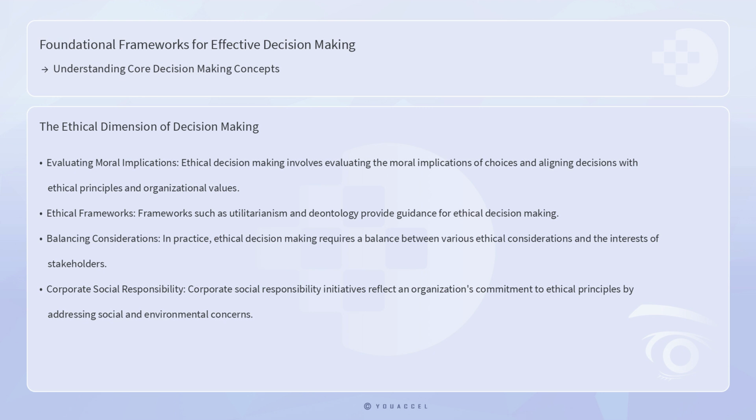In practice, ethical decision-making requires a balance between various ethical considerations and the interests of stakeholders. For instance, corporate social responsibility initiatives reflect an organization's commitment to ethical principles by addressing social and environmental concerns. By integrating ethical considerations into decision-making processes, organizations can build trust, enhance reputation, and contribute to sustainable development.